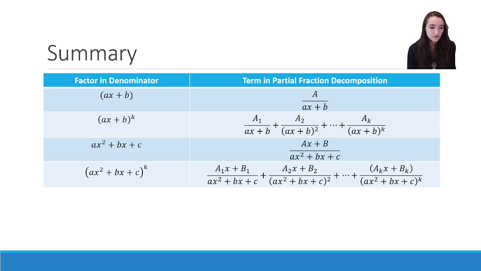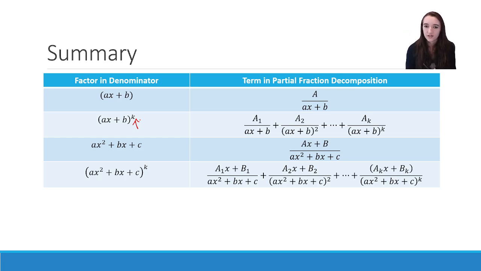But in summary, this is basically how things work. So if we have a factor in the denominator that is linear, we get a term in the partial fraction decomposition that is just number over that factor. If that linear factor has a power to it, then we get number over that factor to each power counting from 1 up to that power. So a over linear factor, b over linear factor squared, c over linear factor cubed, up to whatever this k value is.